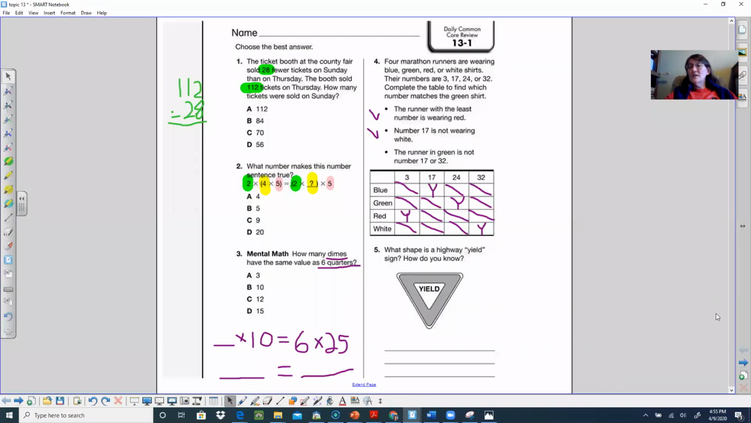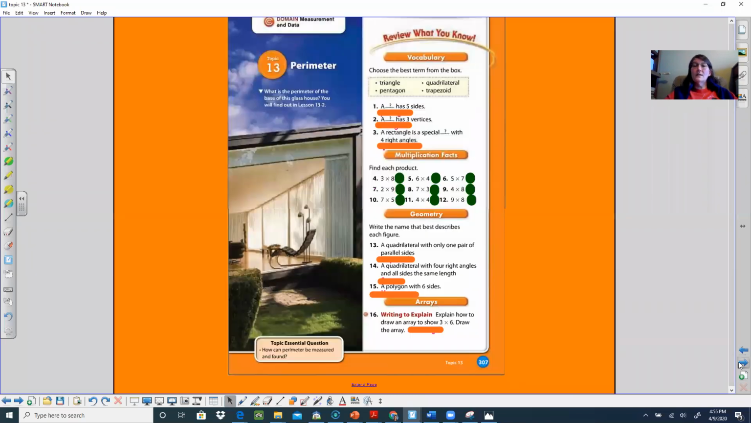Okay, so ladies and gentlemen, our focus today for our lesson is finding the perimeter of shapes. This is a slide we often skip in the classroom, but let's do it here. So this is a little review. Our last unit that we did was on geometric shapes. So some names of shapes are triangle, pentagon, quadrilateral, and trapezoid. A blank has 5 sides.